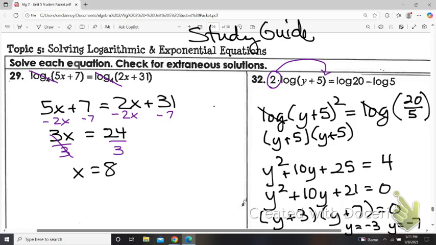Remember, we should always check for extraneous solutions. If I plug that back in to the argument that includes a y, which is right here, negative 3 plus 5 is positive 2. We're good. But negative 7 plus 5 is negative 2. Sorry, you're extraneous. We're not keeping you.